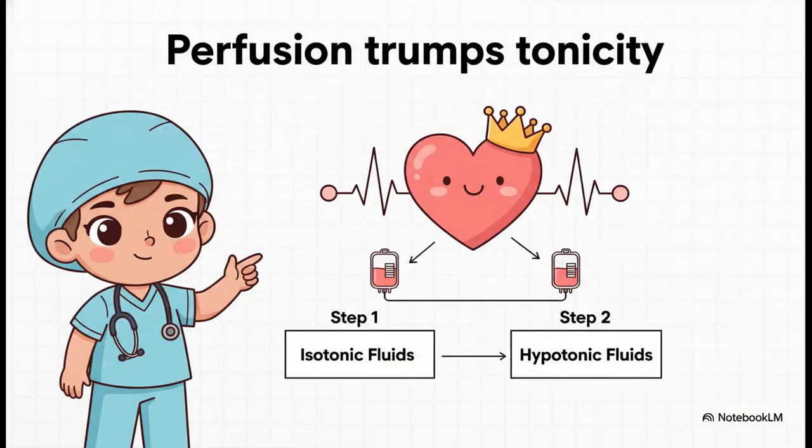Now, this might be the single most important rule of all. Perfusion always, always trumps tonicity. If your patient is in shock, if their blood pressure is in the toilet, you give them isotonic fluids, like normal saline or LR first. You fix the shock. Don't even worry about the sodium yet. Once they're stable, then you can switch to hypotonic fluids to start fixing the water problem.